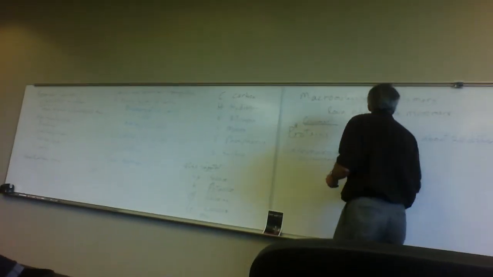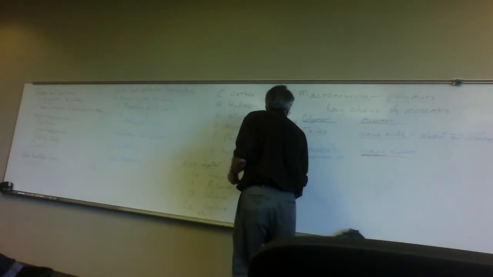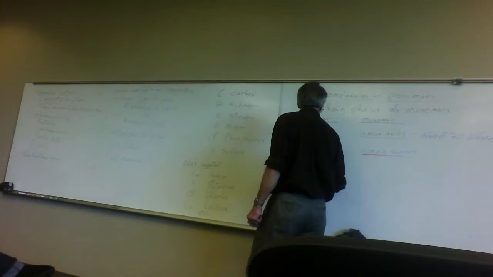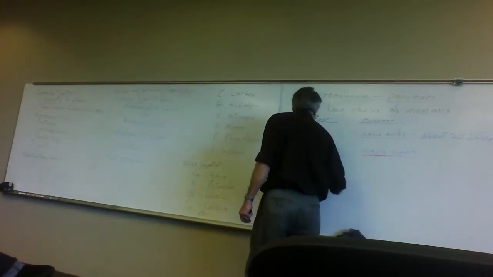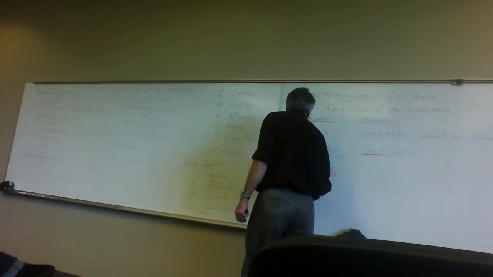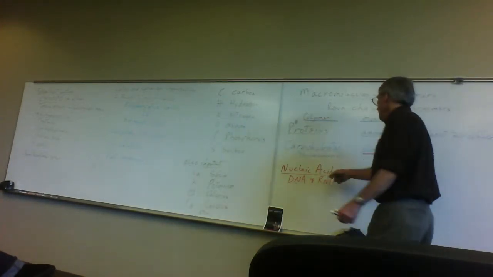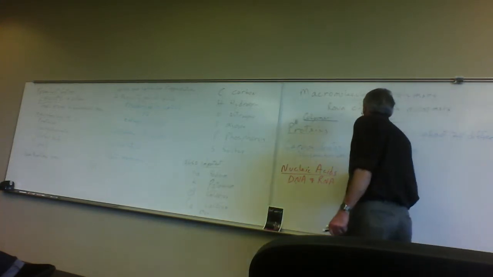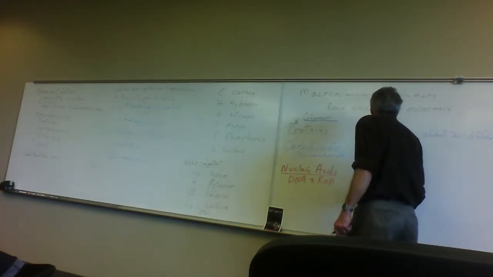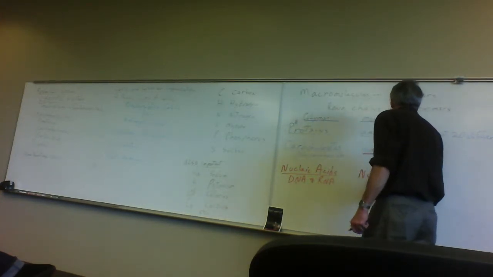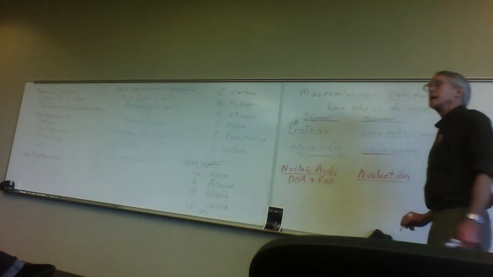Okay, another one: the nucleic acids. The two are DNA and RNA. So those are the big molecules again. The individual units that are put together to make the nucleic acids are called nucleotides. Again, we'll look at what these look like in the future.